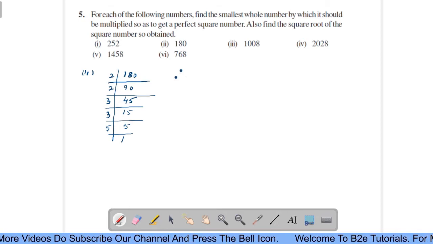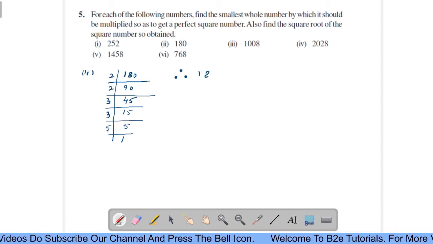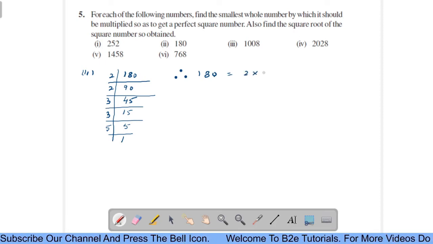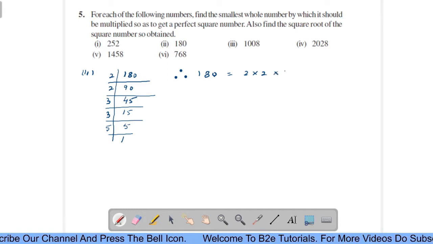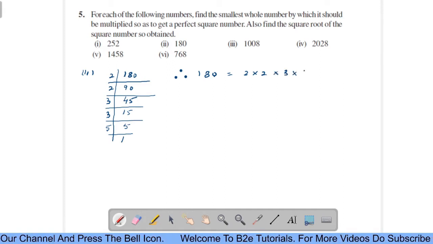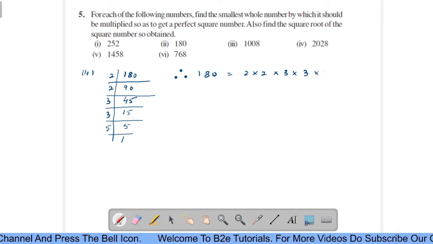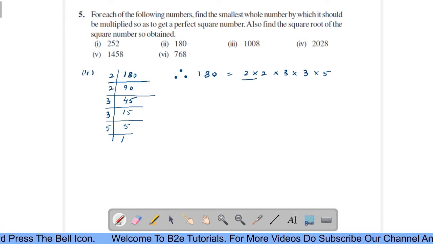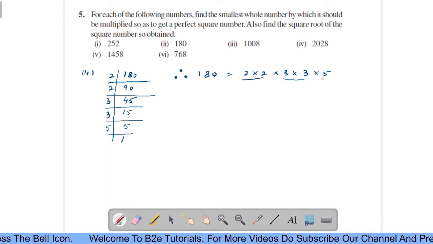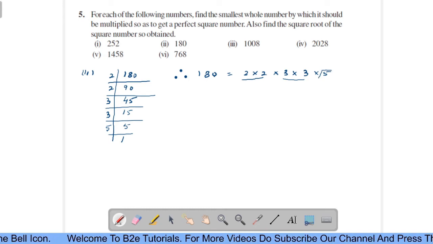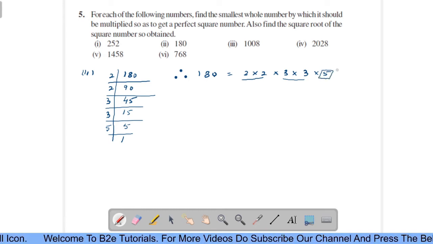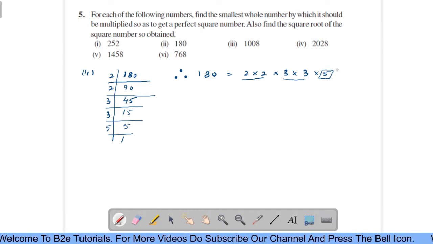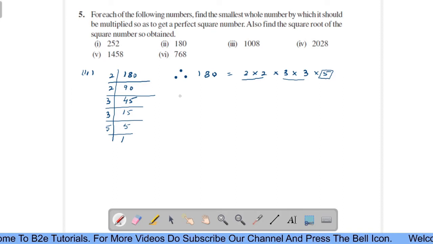Therefore 180 can be written as 2 into 2 into 3 into 3 into 5. Here make pairs of 2. Here we are unable to make pair of this 5. It means one more 5 is required to make it a perfect square. So what is the smallest number? It is 5.